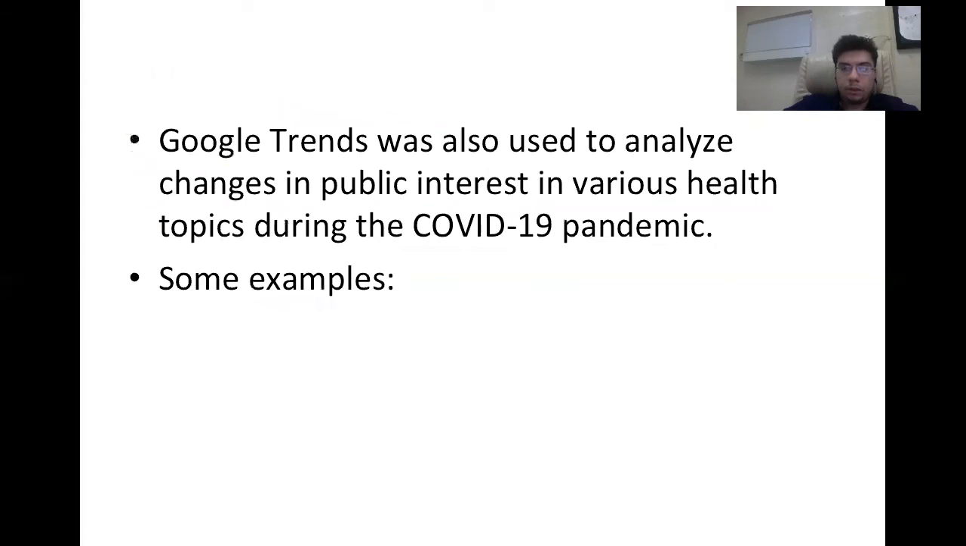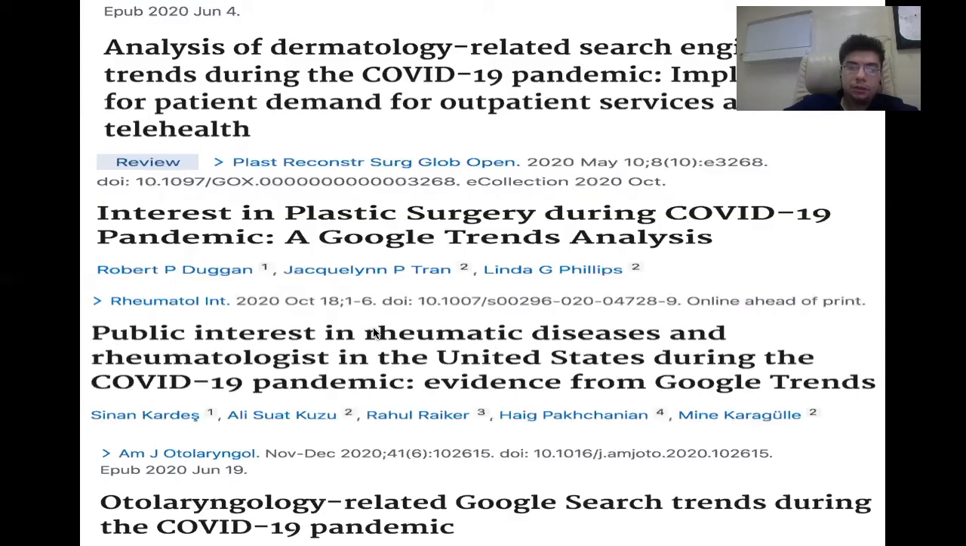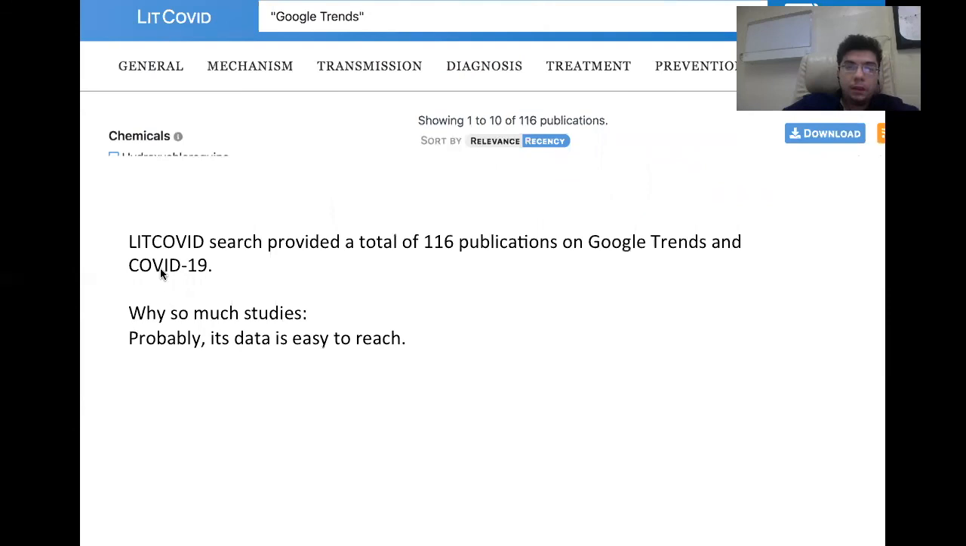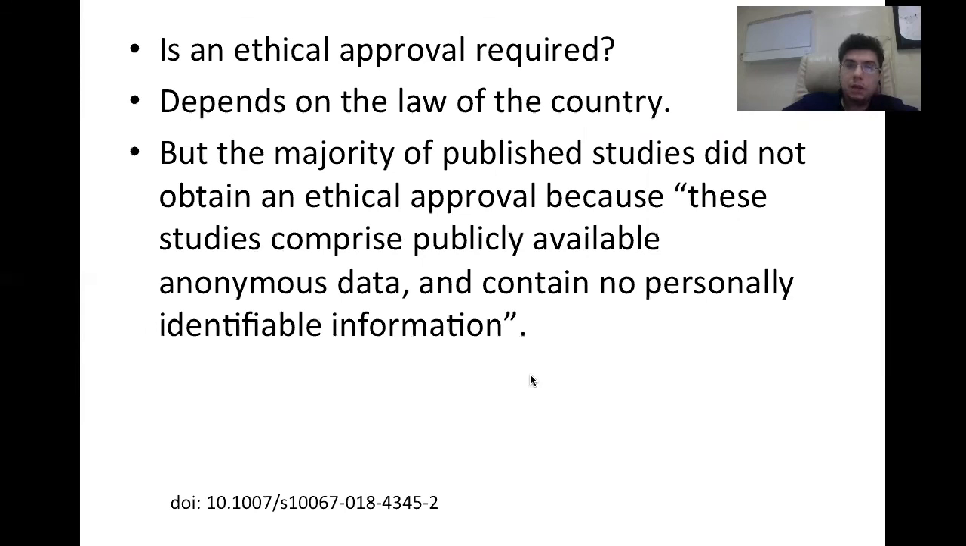Then Google Trends was also used to analyze change in public interest in various health topics, including the COVID 19 pandemic. Some examples are the use of dermatology, plastic surgery, rheumatology, otorhinolaryngology, and several other disciplines during the COVID 19 pandemic. A LitCovid search provided a total of 116 publications on Google Trends and COVID 19. Why are so many studies conducted with Google Trends? Probably because it is data that is easy to reach, easy to search, and also easy to synthesize and evaluate.